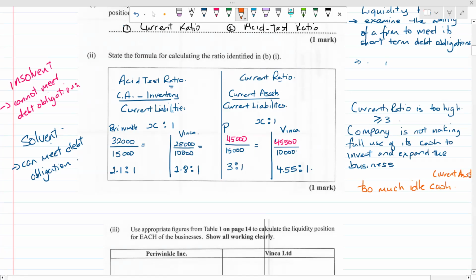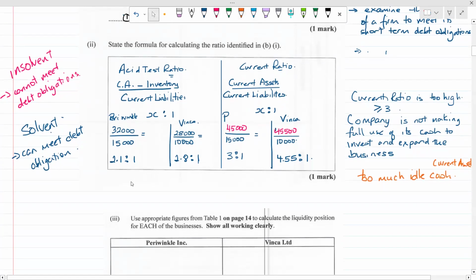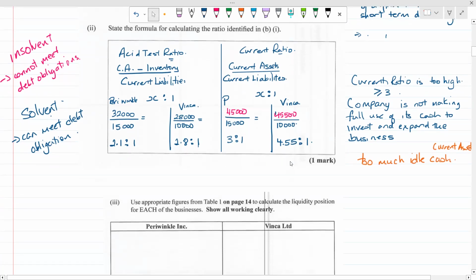Understand? So you don't want it to be too high. 2.1 is ideal. 2.8 is all right as well too. The 3 and the 4.5, 4.5 is pushing it. The 2.8 might be pushing it a little bit too. But we could live with the 2.8. Right? It gives us a little buffer area. But this 4.5 is too much. Yeah?